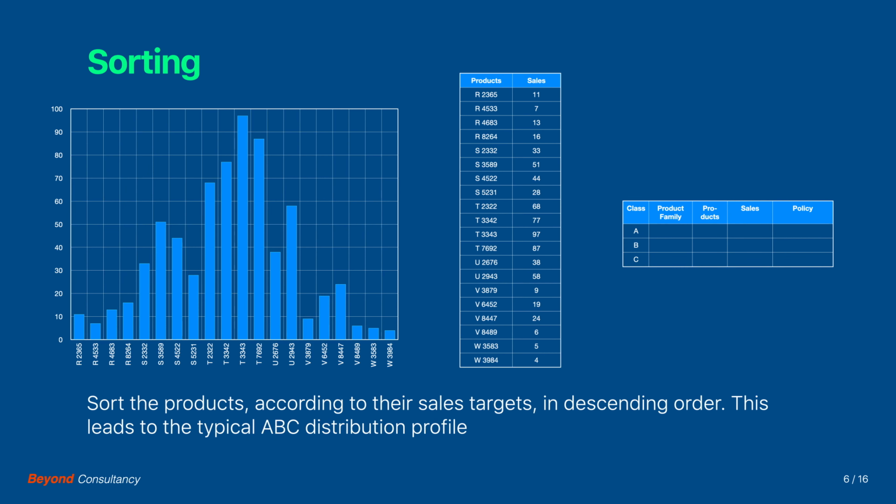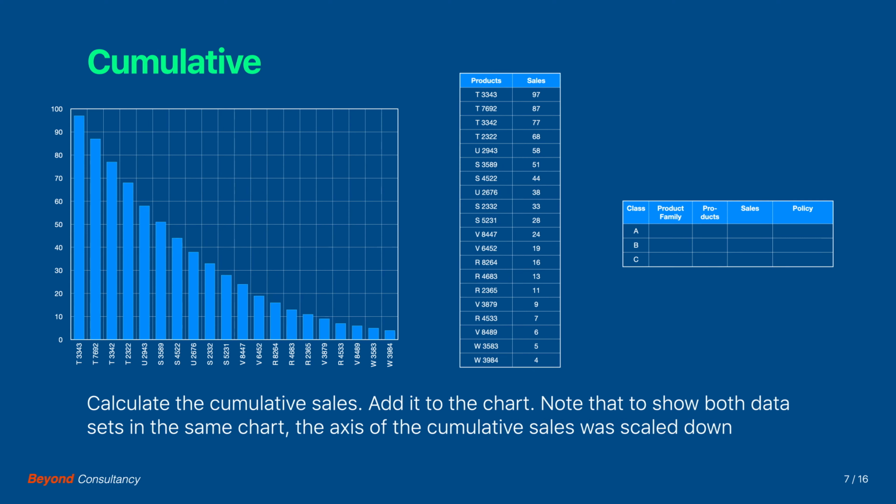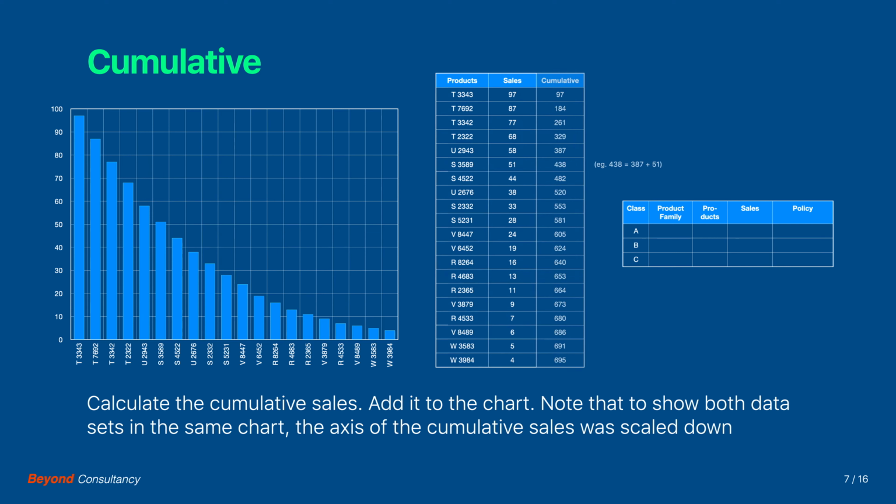The first step is to sort the products according to their sales targets in descending order. This leads to the typical progressively descending distribution curve. The next step is to calculate the cumulative sales and to add these to the chart. Note that in order to show both data series in the same chart, the second chart axis with the cumulative sales needed to be scaled down.